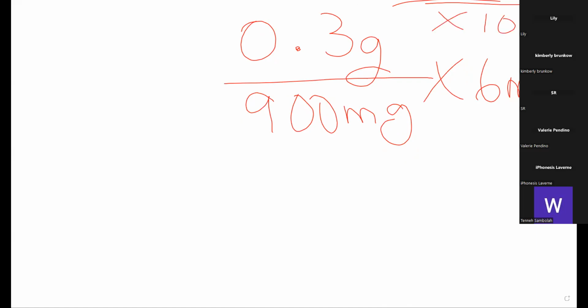Or I could just move my decimal 1, 2, 3. Either way, you should get 300 milligrams. And the answer would be 2. Well, let me just finish the math out, okay? Because other people may have a question here. So I just want to show the whole thing out.